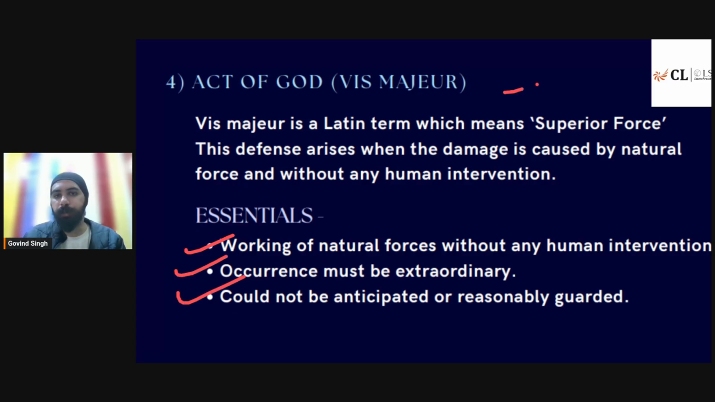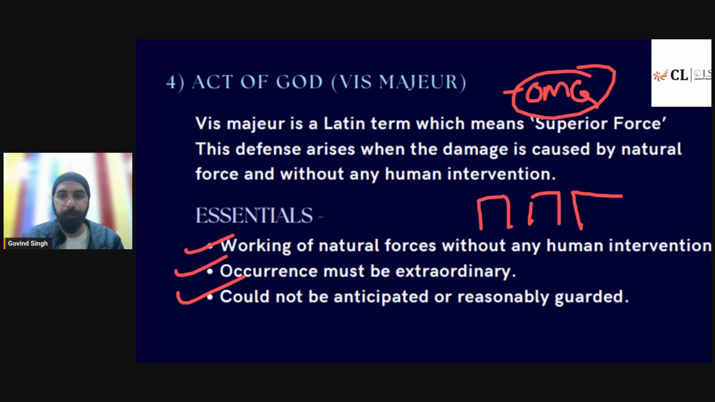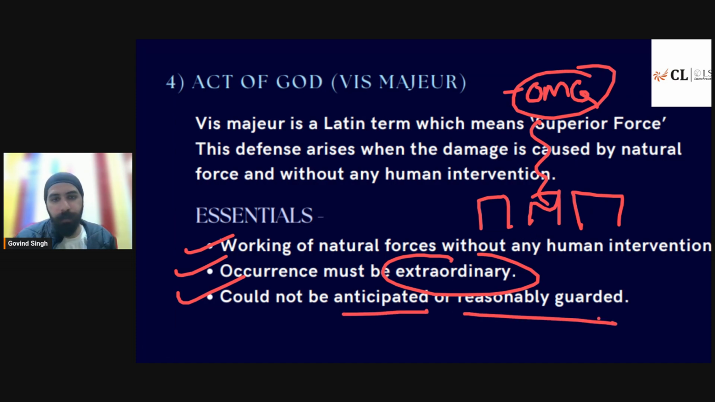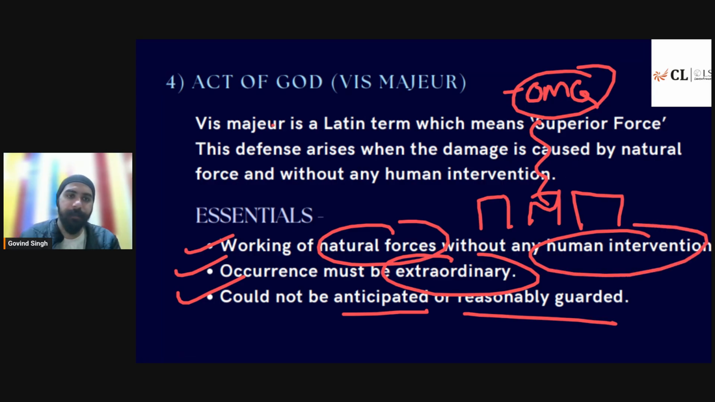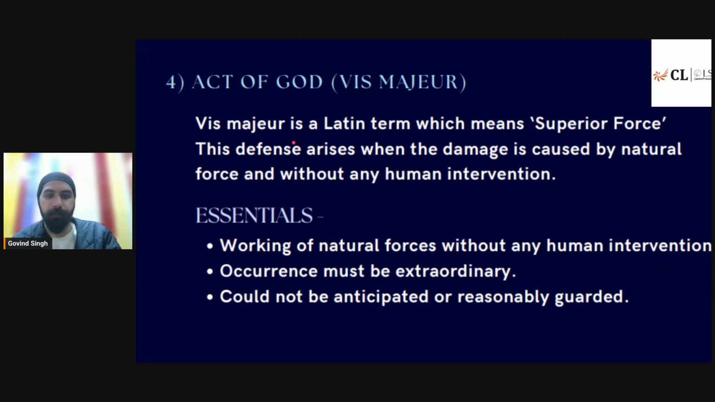Like you must have seen in the OMG movie, the lightning that strikes damages only one man's shop, Kanji Bhai's shop, and the other shops are not harmed at all. So it was an extraordinary thing that lightning happened only on his warehouse or godown or shop, whatever. He could not anticipate it. He could not reasonably guard himself. It was natural force without human intervention. And that is why he said that God should pay compensation, and the whole act of God debate happened, whether God can be held liable or not. So this is a defense in the law of torts.